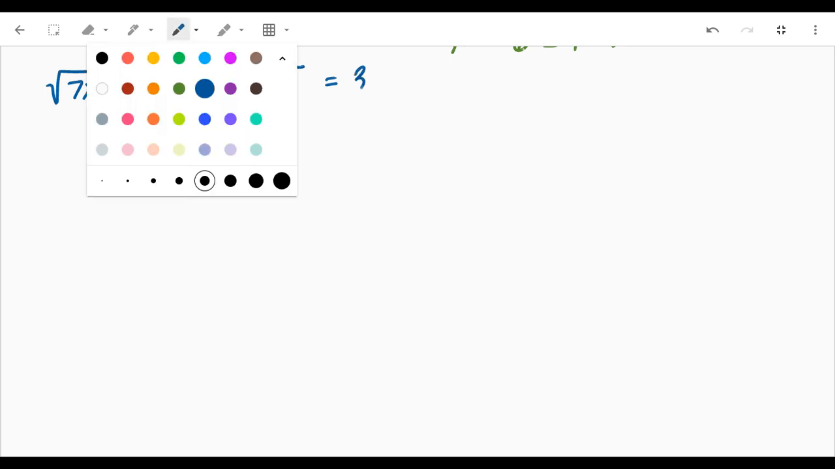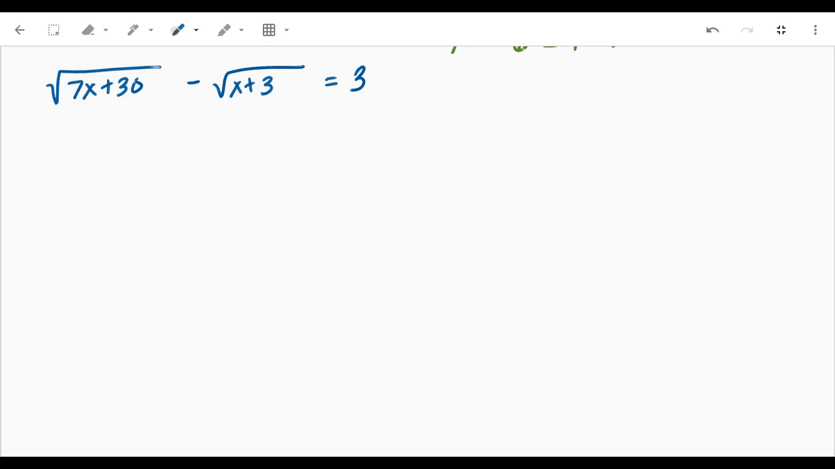Okay, we have the square root of 7x plus 30 minus the square root of x plus 3 equals 3. I'm sorry, I don't know why I wrote 0, it's 3. Okay, so again, remember we're going to isolate one of the square roots. So we're going to get that square root of x plus 3 to the other side. Okay, and now we're going to square both sides.